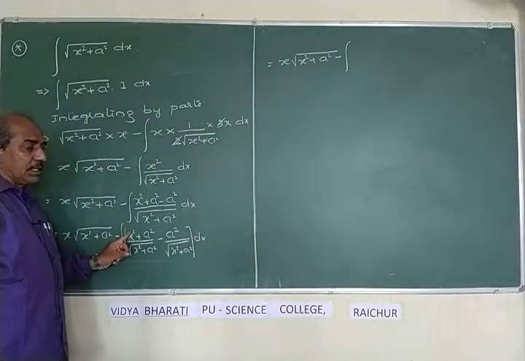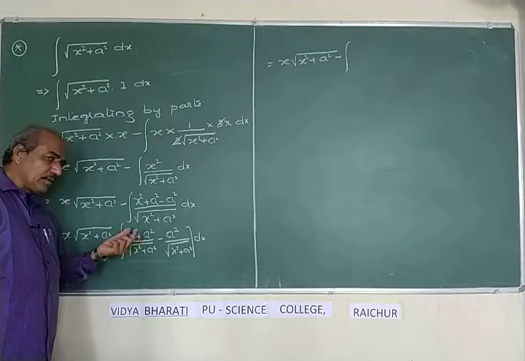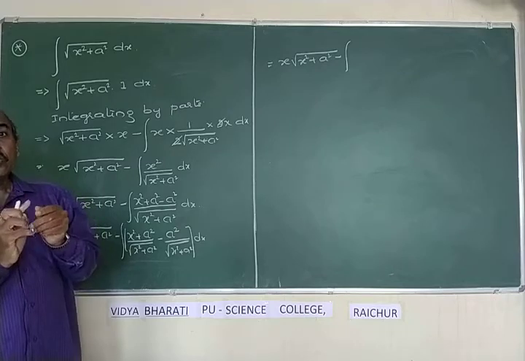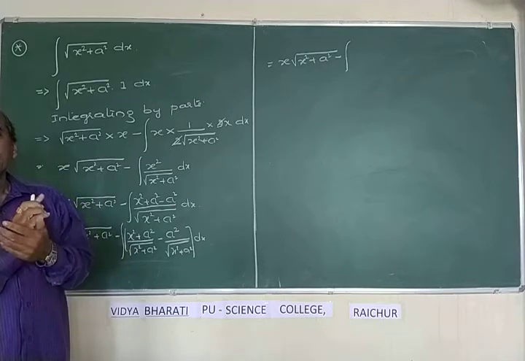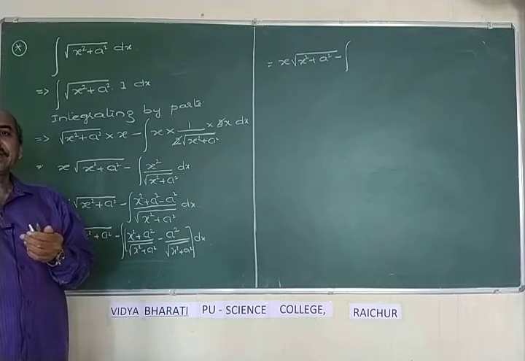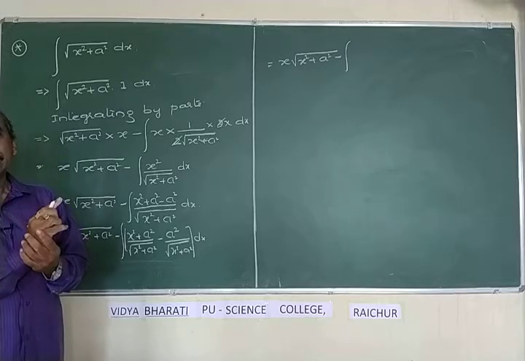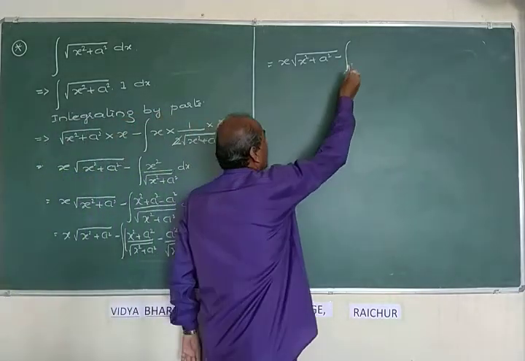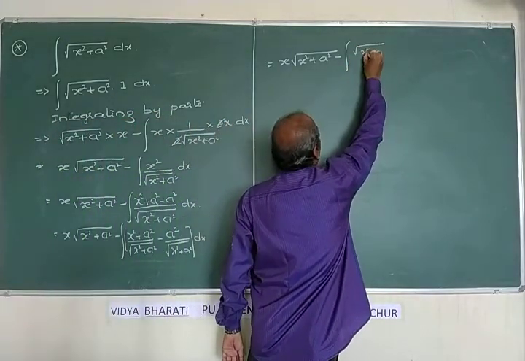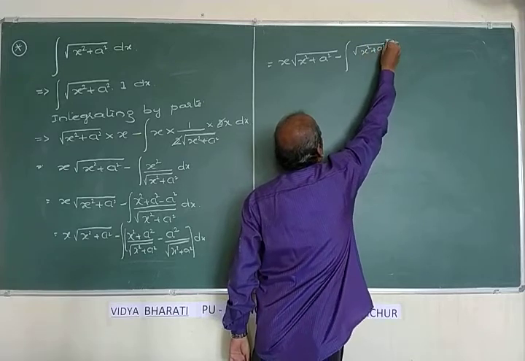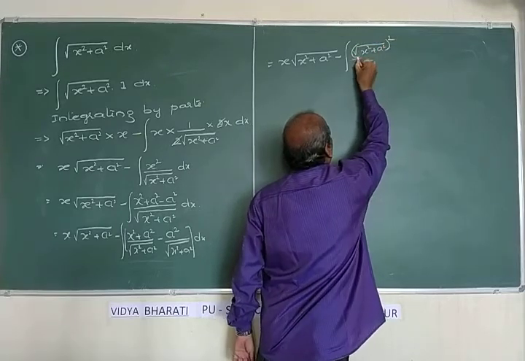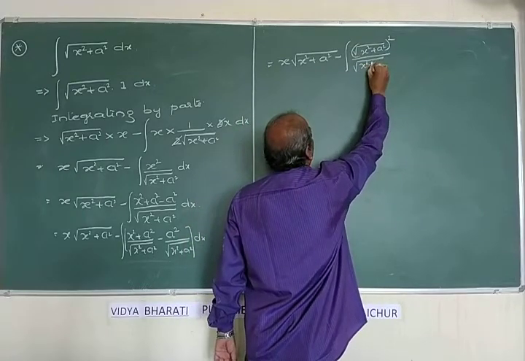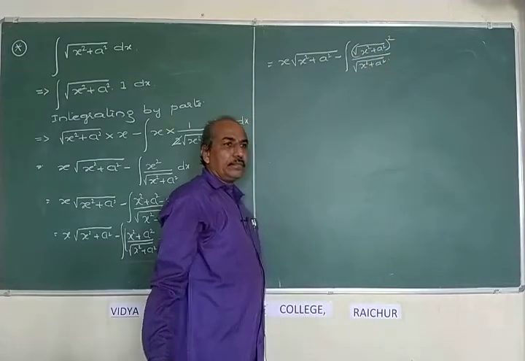You observe this step, x square plus a square. How do you write x as taking the root? Root x the whole square is what? x. Root a the whole square is a. Root b the whole square is b. Similarly, this x square plus a square, I can write it as the square root of x square plus a square, the whole square. The value will not change.